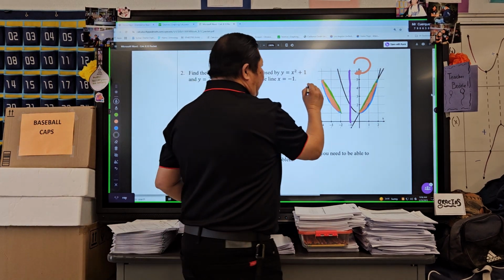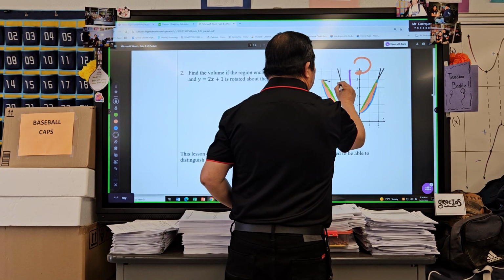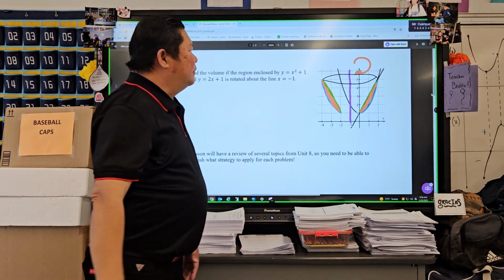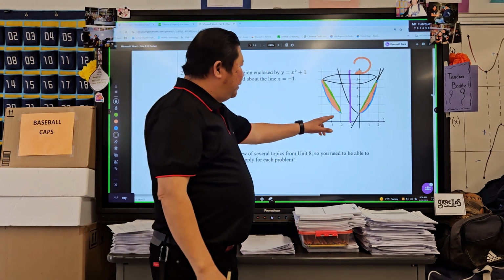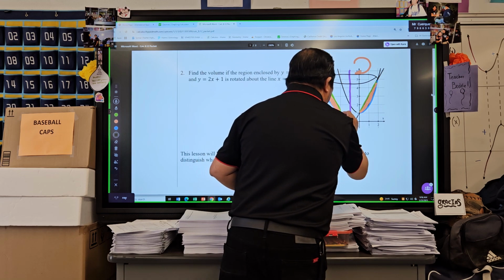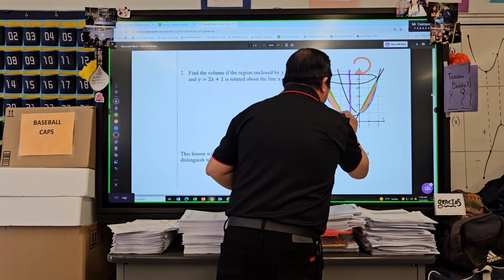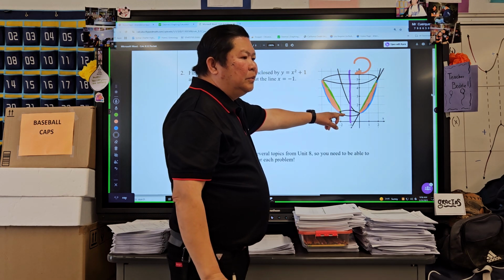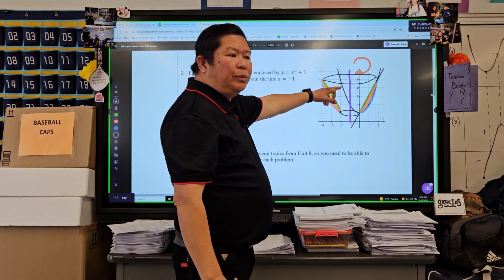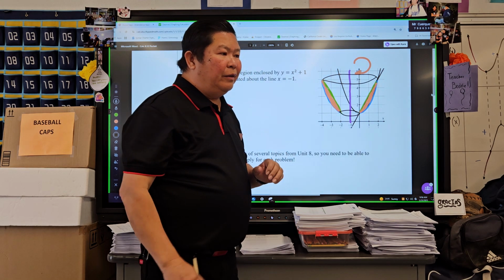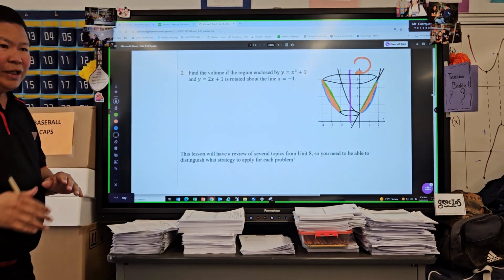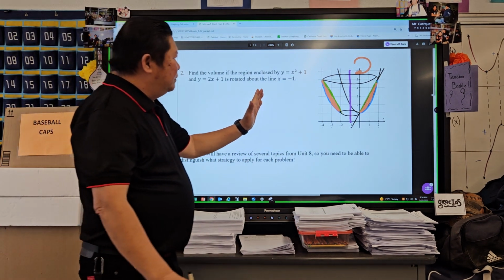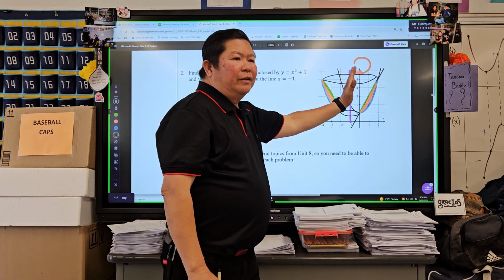A circle right here, right? This is a circle, and this is a circle, and this is another circle right here. And we know that the limit starts from 1 up to 5, right? 1 to 5. You get me, guys? So it's being rotated right here.